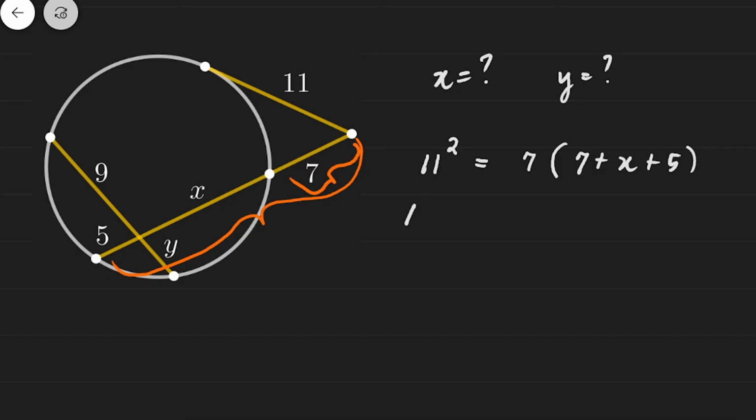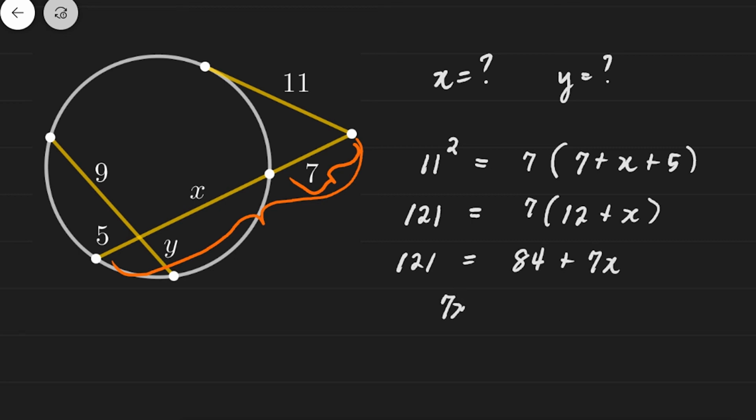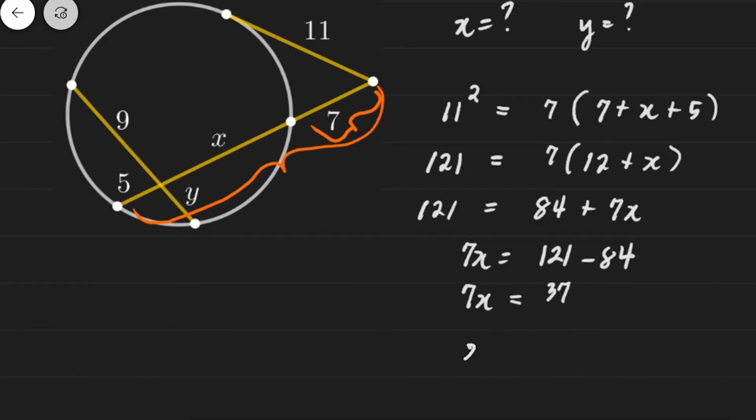So we have 121 equals 7 times, what is this? 12 plus x. So let's distribute 7. So we have, what's this? 84 plus 7x, and then let's solve for x. That's 121 minus 84. It's 37. So 7x equals 37. If we divide everything by 7, therefore x is equal to 37 over 7. So x is 37 over 7.